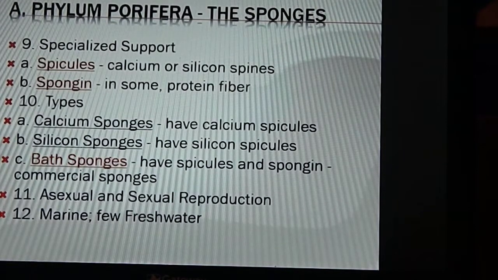And there are calcium sponges. Those sponges have just calcium spicules. They don't have spongin. Silicon sponges, likewise, just have silicon spicules. But the ones that you think of when you think of sponges are bath sponges. And bath sponges have spicules, either calcium or silicon, and they have spongin fiber as well. These are what you think of when you think of commercial sponges. And they are asexual and sexual in reproduction, and most are marine. There are a few that are freshwater, but most of these are marine forms.